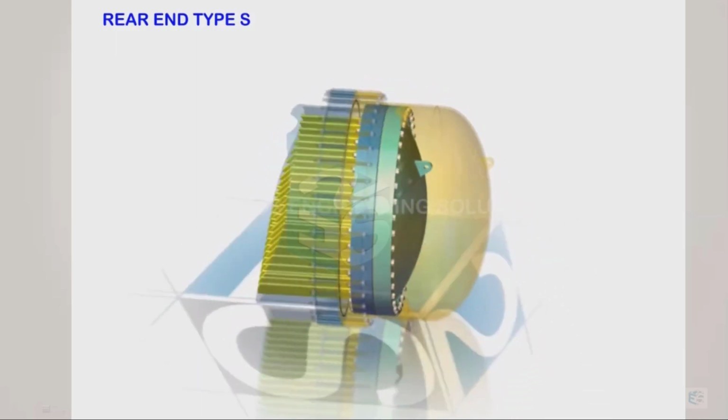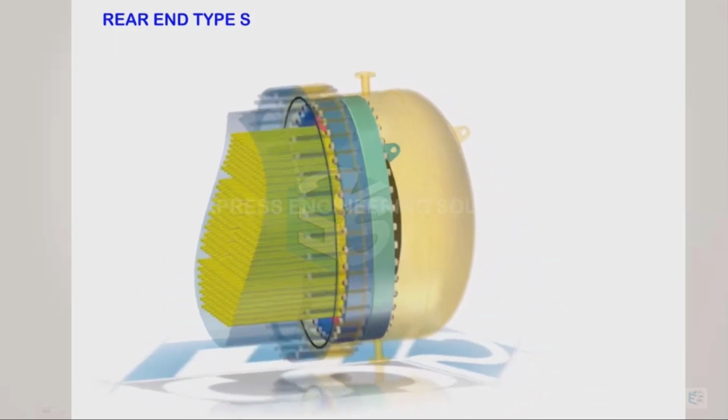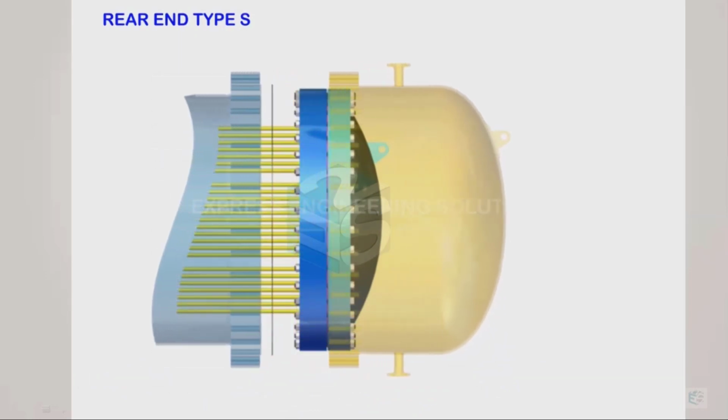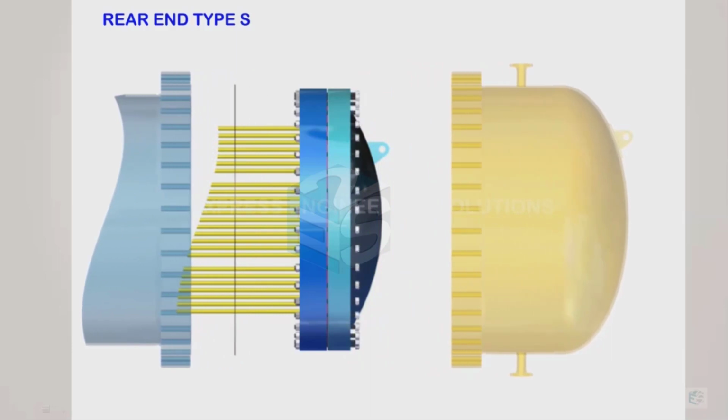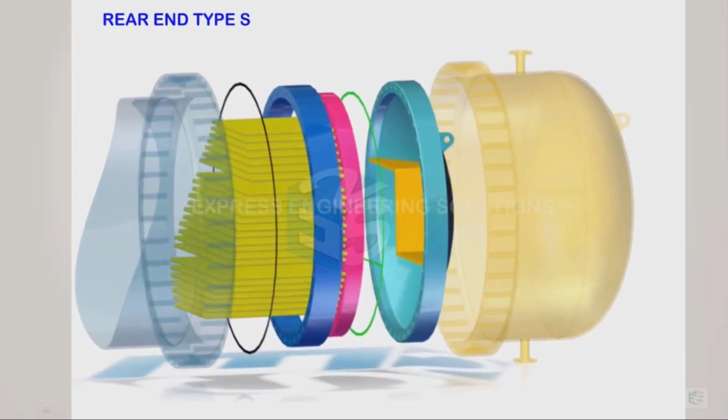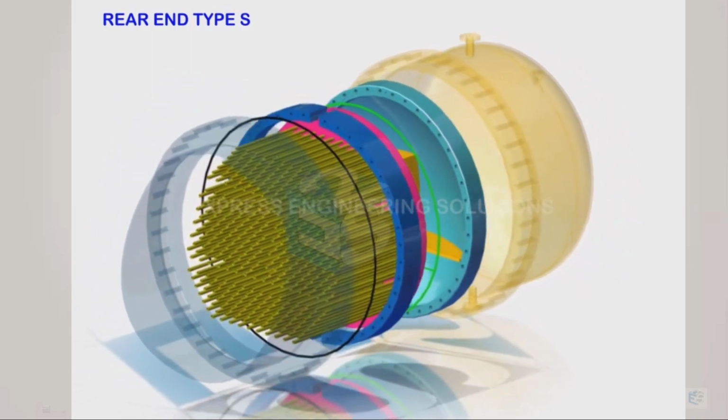That split ring acts as a backing device. There is no gasket on the split ring side. It is just going to get engaged inside that groove. So let's have a look one more time at the assembly. So floating head, tube sheet, gasket, and this is the split ring.